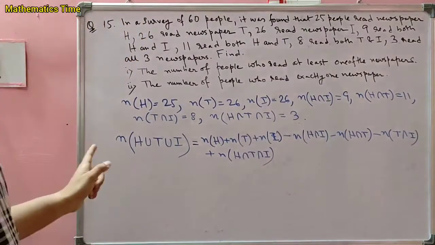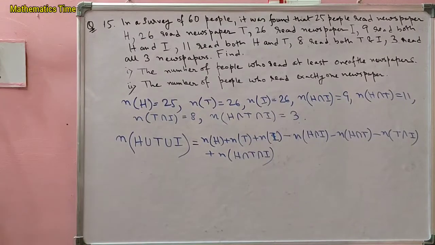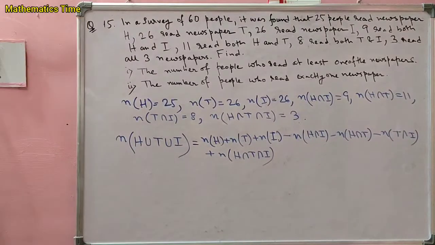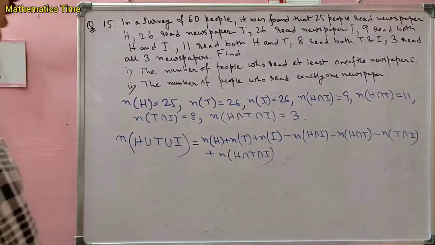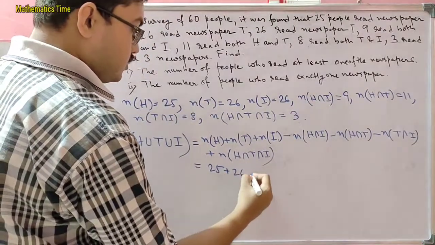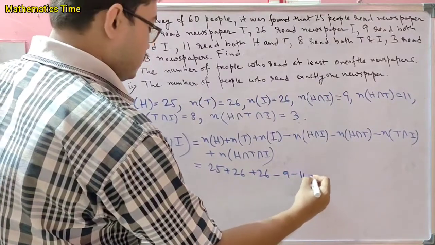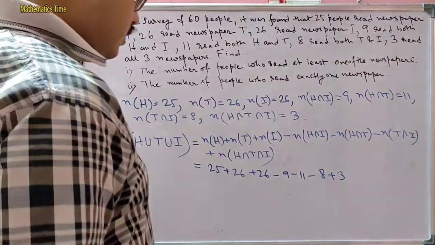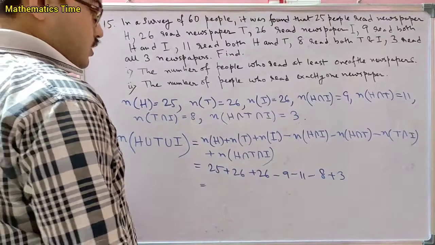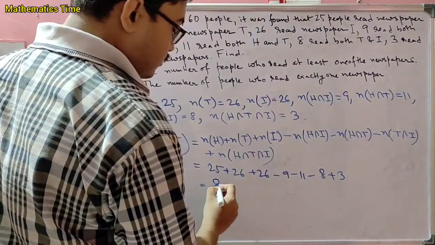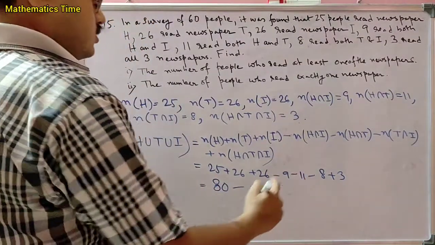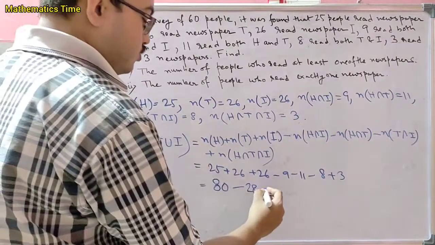This is the formula for the union of 3 finite sets. So putting the values, here will be 25, this will be 26, this will be again 26, this will be 9, this will be 11, this will be 8, this will be 3. Calculating those, it's 26, 26, 52, plus 25 means 77, 77 plus 3 means 80. This will be 80 minus 9, 11, that is 20, minus 8, that means 28. So the answer will be 52.